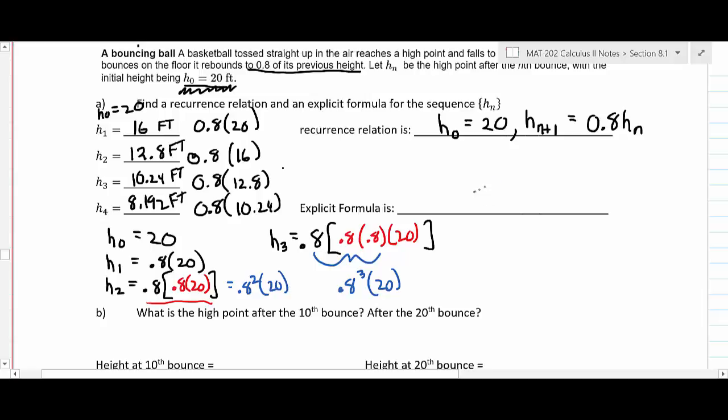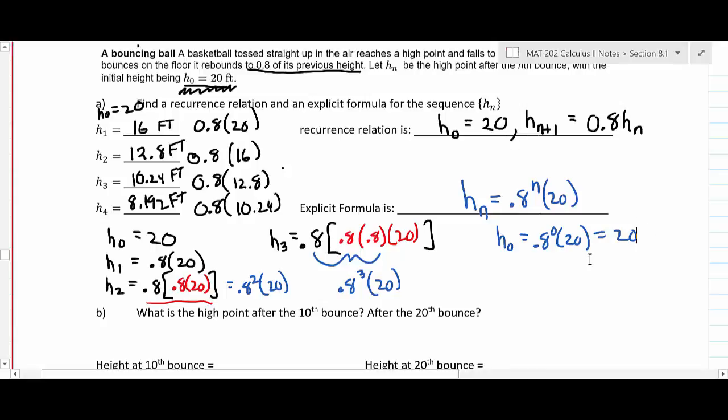So when we do the explicit formula, we're going to say h of n to represent height. That's going to be 0.8 to the n power, and then times 20 like that. Okay, that's it. And it even works for the first term, because if you did h of 0, you would have 0.8 to the 0 times 20. Isn't that 20? So it works. That would be the way that you would figure that out. If you don't write that out, it would be pretty hard to see that. So that is your explicit formula.